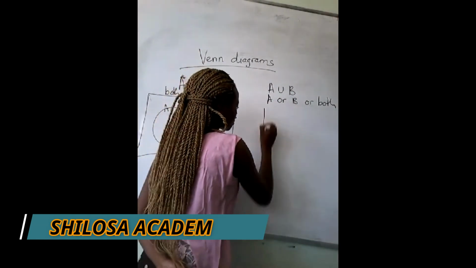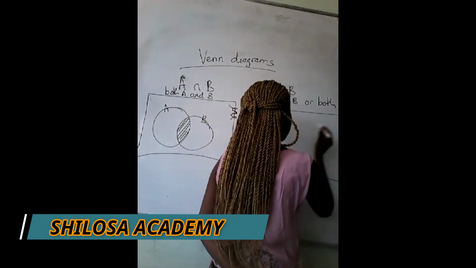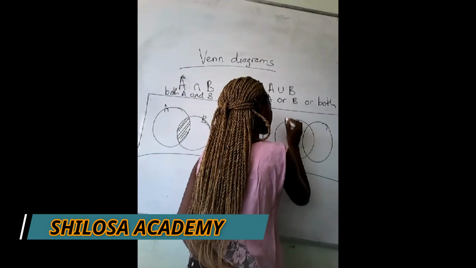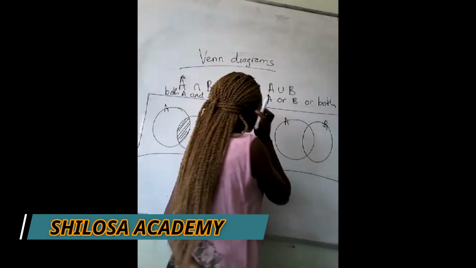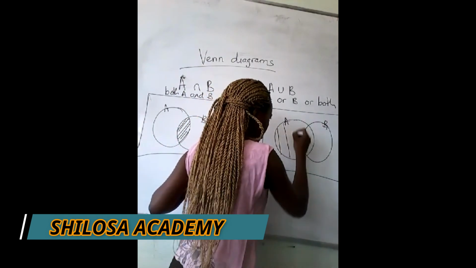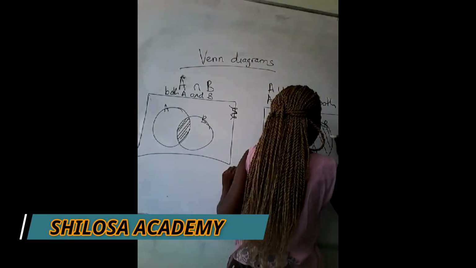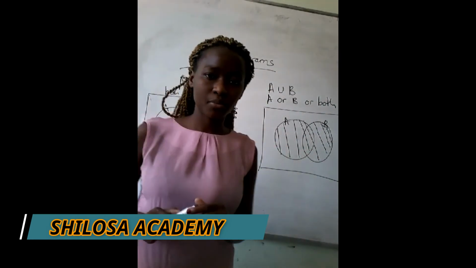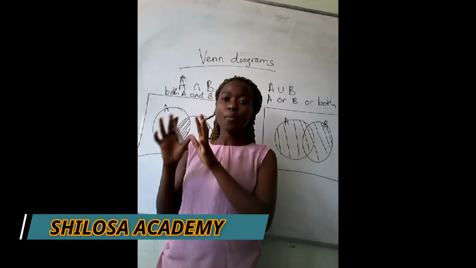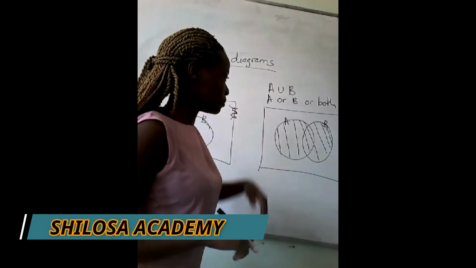And on this part, we refer to this diagram. So this is my A and this is my B. For A union B, we should present this whole part, this whole region. That's our A union B. For A union B, we are combining the elements that are in A and combining the elements that are in B.